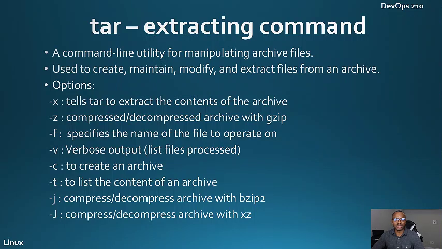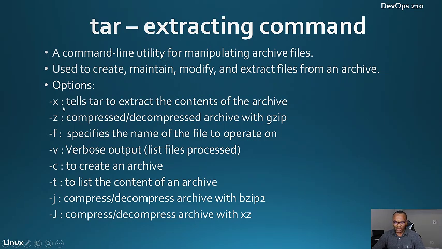Most times when you are downloading a file, they come in some form of format. They come in tar file, they come in zip file, they come in gzip or bzip2 or xz, and so on and so forth. And you will have to extract the file. So how can you extract the file? How can you create an archive? So that's what tar is for. Tar is a command line utility for manipulating archive files. It's used to create, maintain, modify, and extract files from an archive.